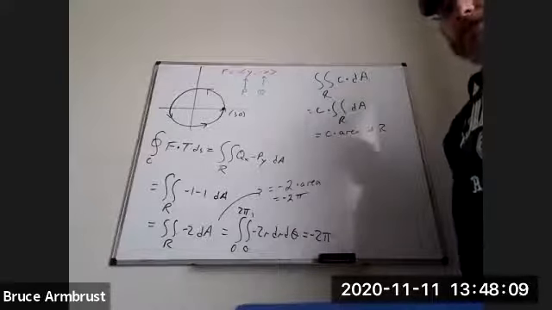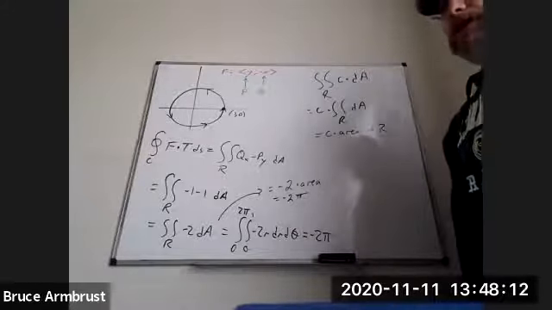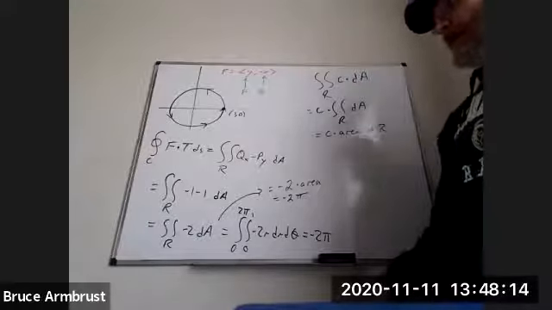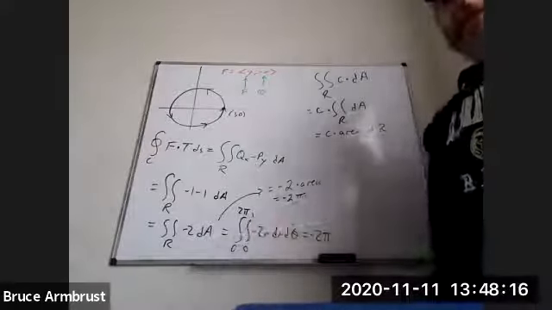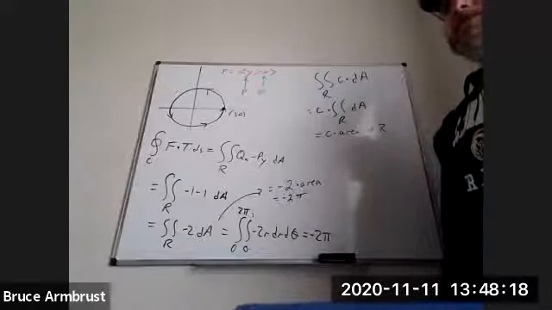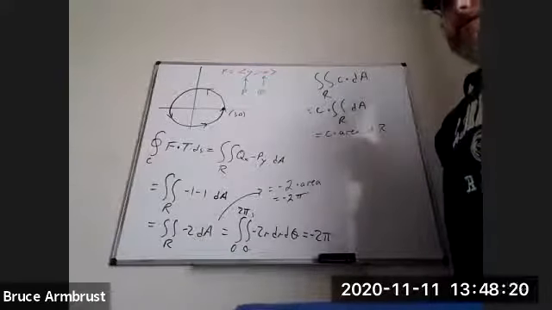Keep your eyes open for that as well. Keep on the lookout, because if you're ever integrating just a constant in a double integral, you can just multiply it by the area and be done with it. And sometimes that's faster.